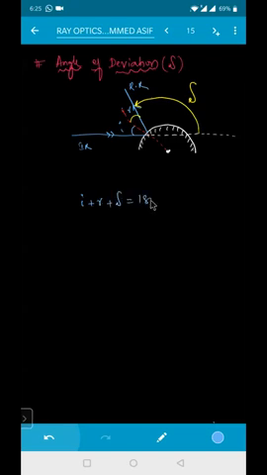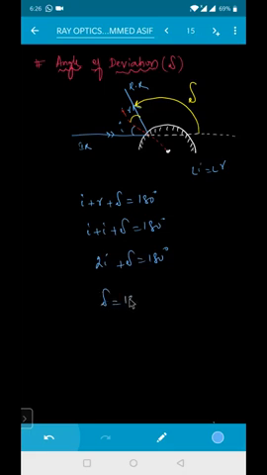What will be the total angle? It will be 180 degrees, right? Yes, sir. Then we know that angle of incidence is equal to angle of reflection. I is equal to R, basically, isn't it? So I is equal to R, so I plus I plus delta is equal to 180. So 2I plus delta is equal to 180. So what is the deviation? Delta is equal to 180 minus 2I. Clear? Yes, sir.